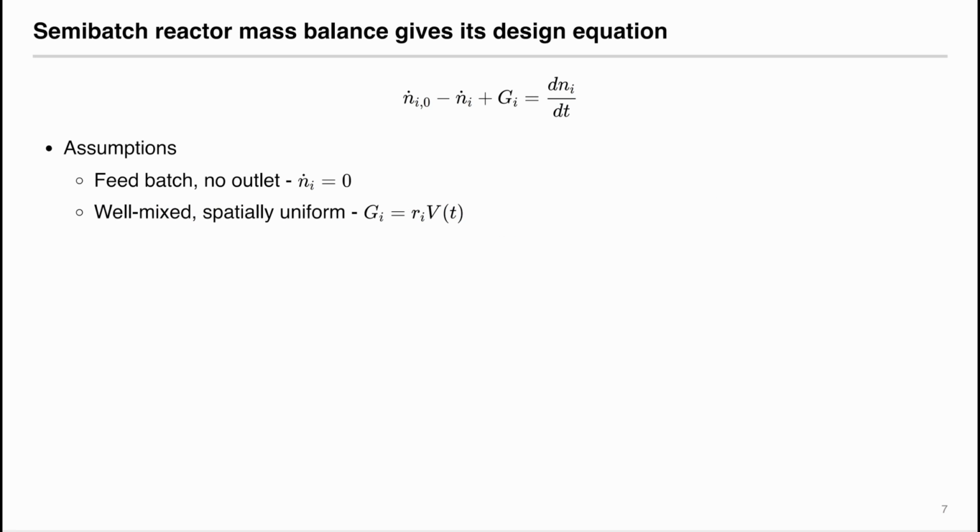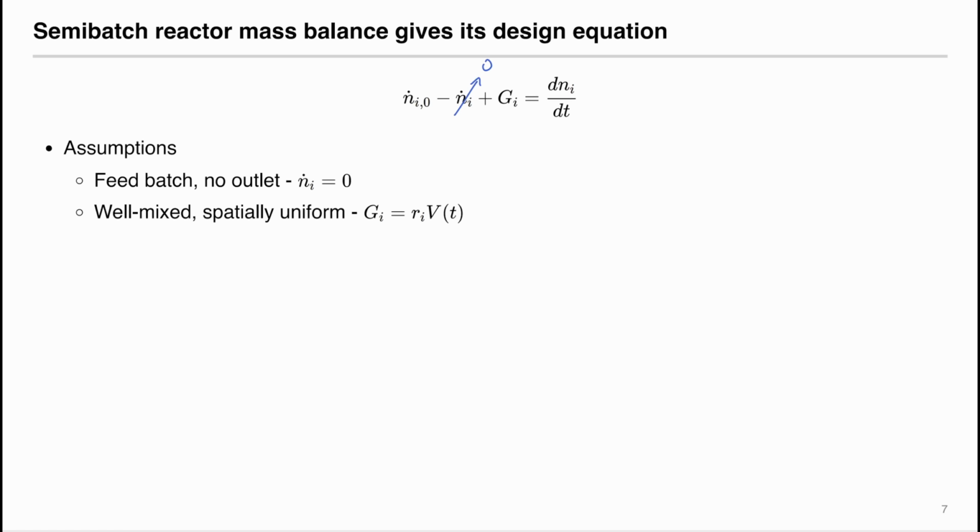For semi-batch reactor, let's look at a special case of a fed batch reactor where there is no outlet but only inlet that we feed in. The outlet, N of I, goes to 0. We also assume that it is well mixed and therefore spatially uniform, so that the generation term will be the rate of reaction times the volume.